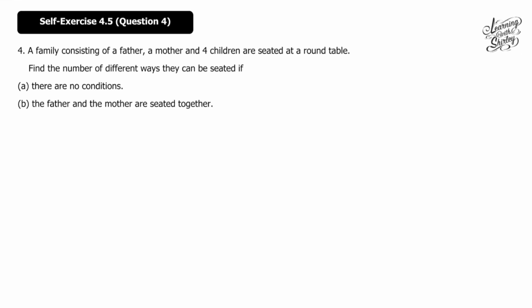Let's look at question number 4. A family consisting of a father, mother, and 4 children are seated at a round table. So the keyword here is round table. So we know that there's a formula that we need to remember: n minus 1, whole thing factorial. Find the number of different ways they can be seated if there are no conditions. Okay, so let's solve for A. No conditions means that the number of ways will be n minus 1, whole thing factorial.